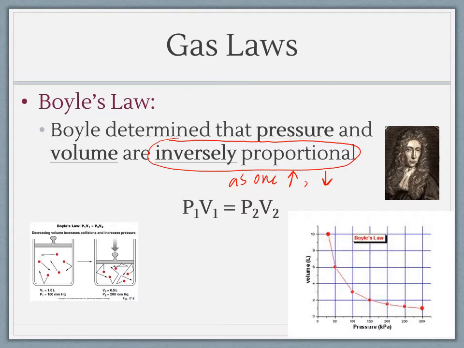So our formula for Boyle's Law is P1 times V1 equals P2 times V2. And if we were to graph Boyle's Law, we're going to see this nice inversely proportional graph, because as we see, as the pressure is going up, the volume is going down. So they are inversely proportional. The formula is P1V1 equals P2V2.